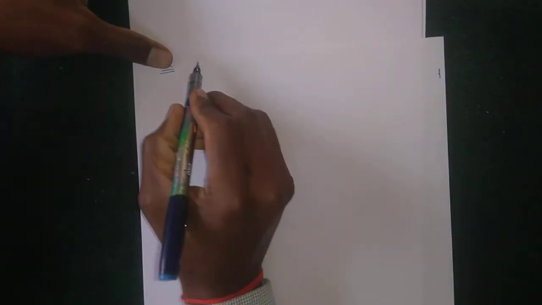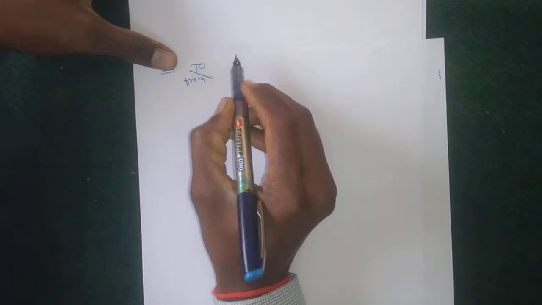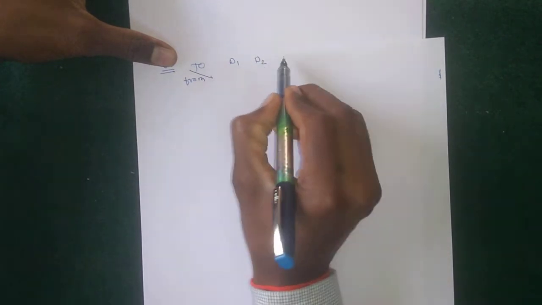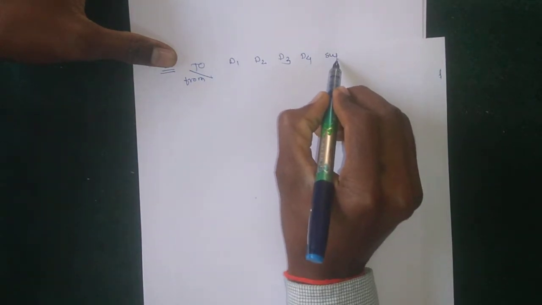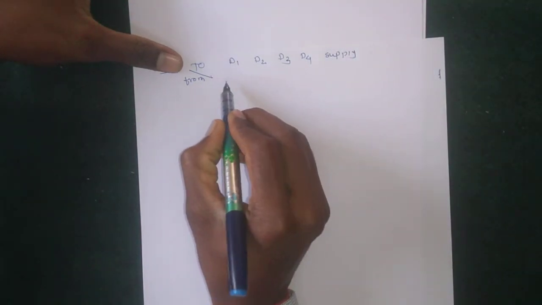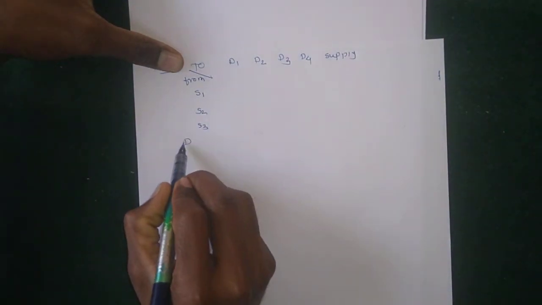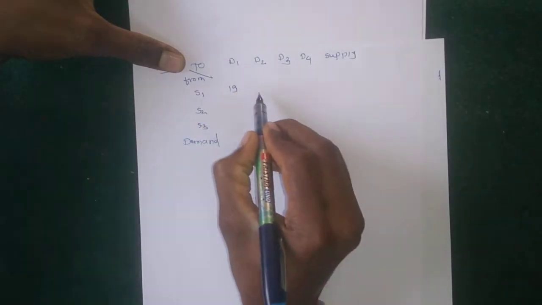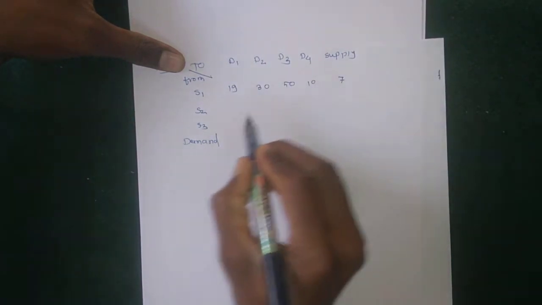Here, given that from and to, we have D1, D2, D3 and D4. Here the supply is given from S1, S2 and S3, and their demand is given. So the first row is 19, 30, 50, 10 and 7.